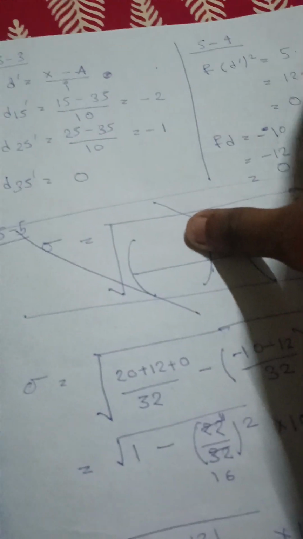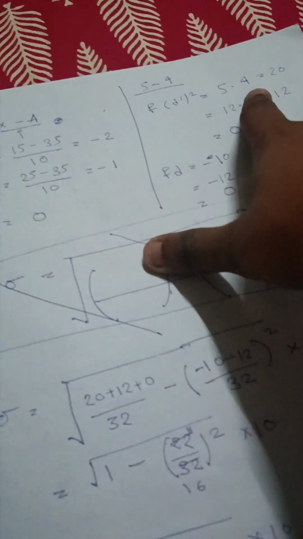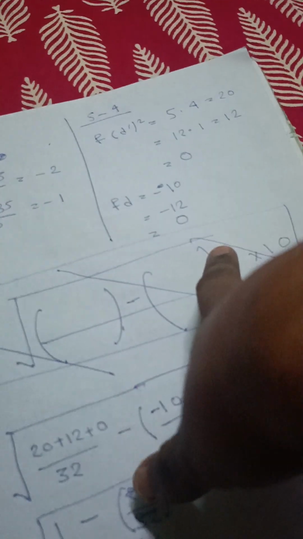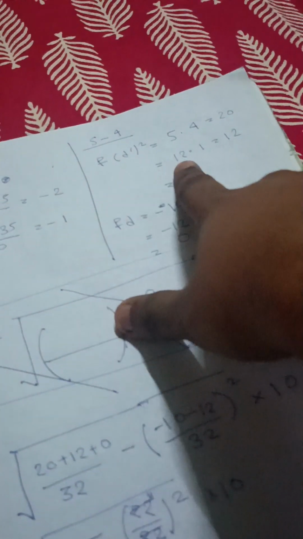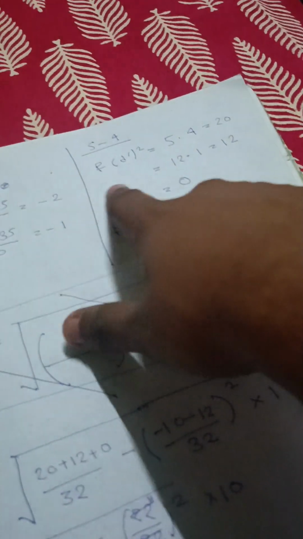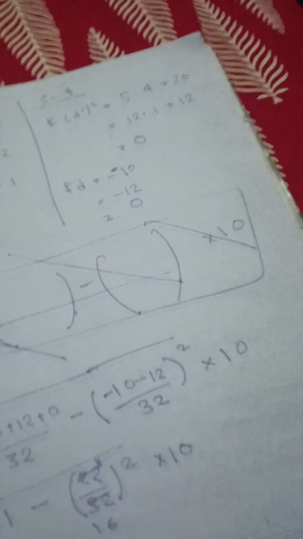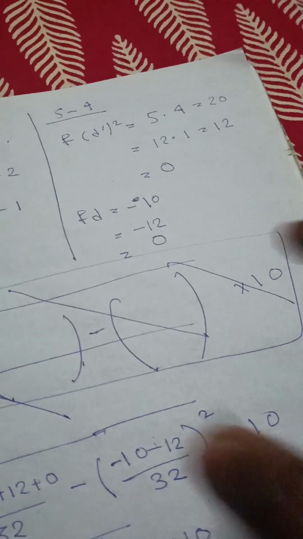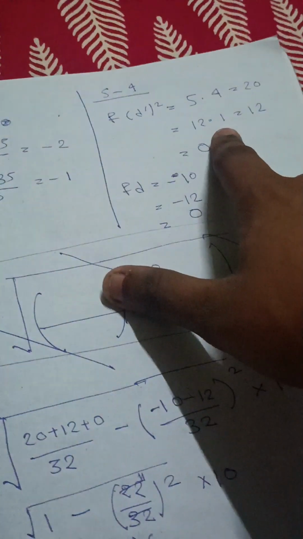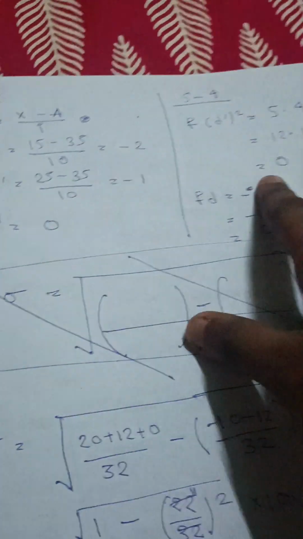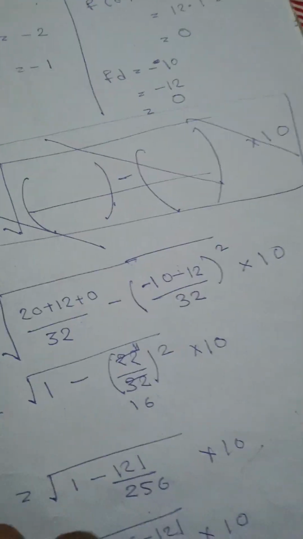So d1 was -2, so the whole square was 4. We are just injecting the formulas and getting the value. So first is 20, and then there is 12, as I see that the frequency is 12 and there is -1 whole square, that is 12, and the last one is 0. So I don't care, it is 0.